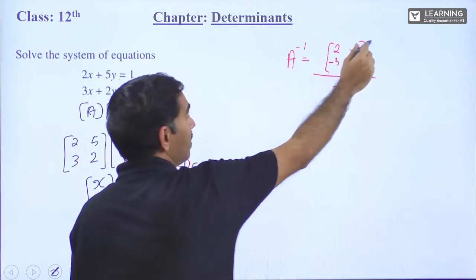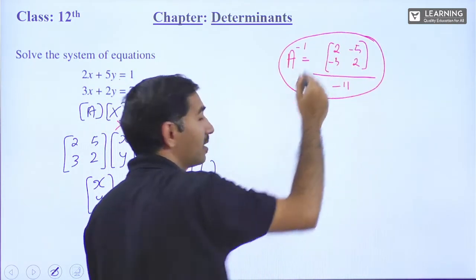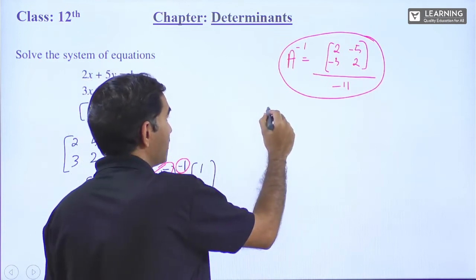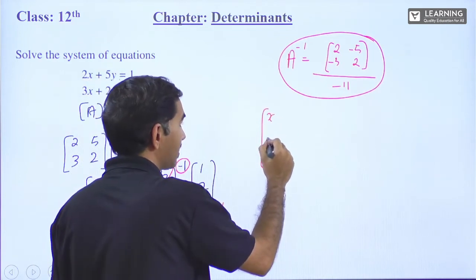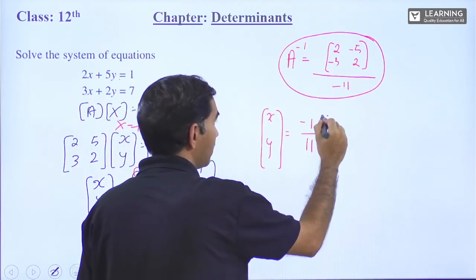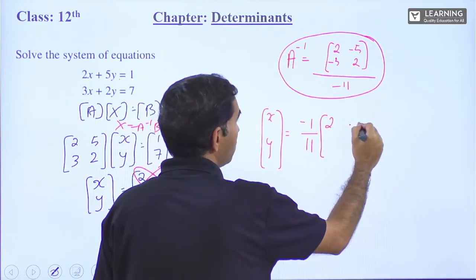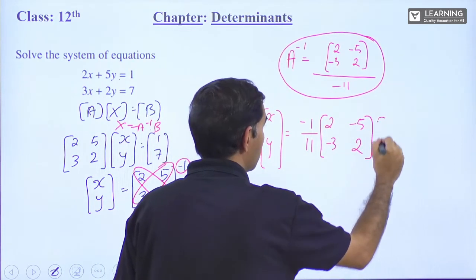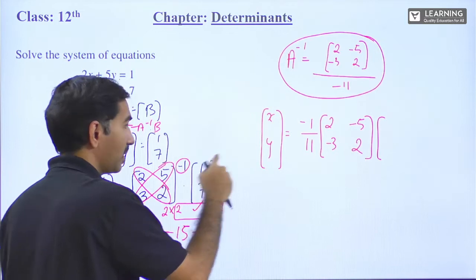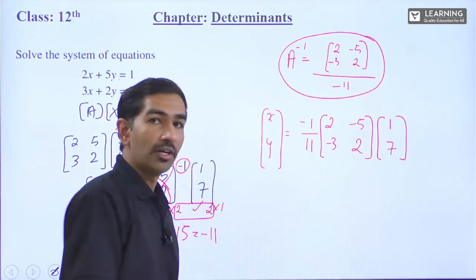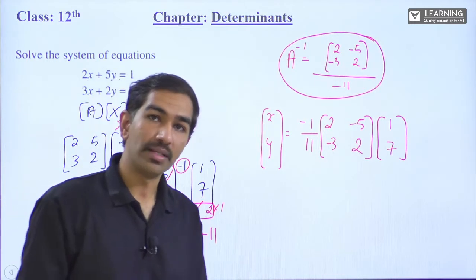So what did we get here just now? We got our A inverse. So this again can be rewritten as what? So we'll rewrite it like this: x, y equals minus 1 by 11 of 2 minus 5 minus 3 2 into, what is B matrix? 1 and 7. What we have got now? We have got the A inverse, exact A inverse.